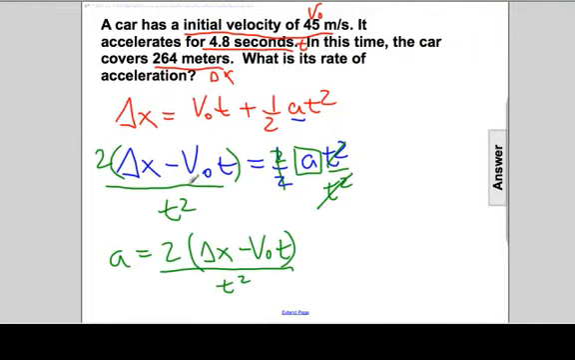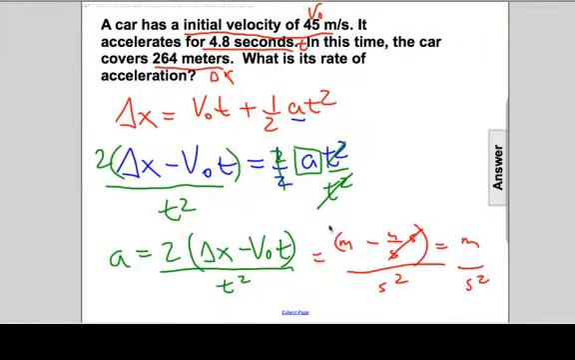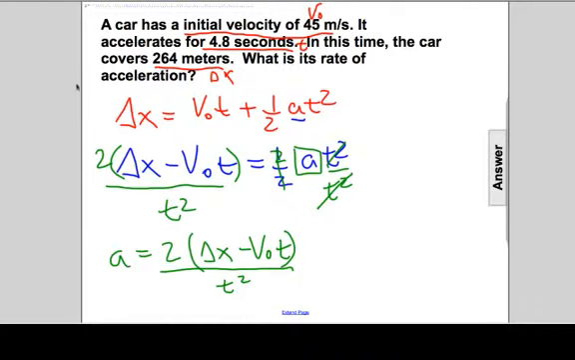squared. So let's quickly address the units. Delta x is meters, minus what velocity is, meters per second, times seconds. So that will give us meters minus meters, which are meters, the whole thing divided by seconds squared. So we have meters per second squared, and it works out rather well.